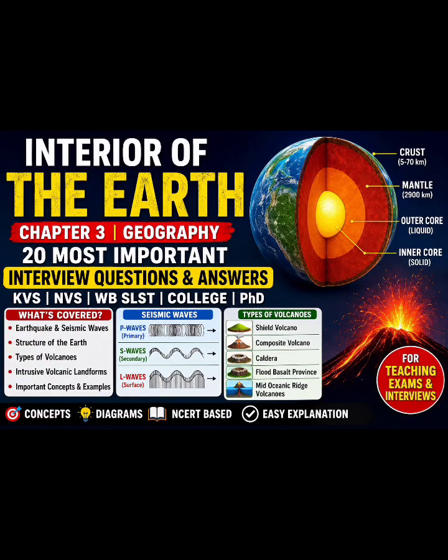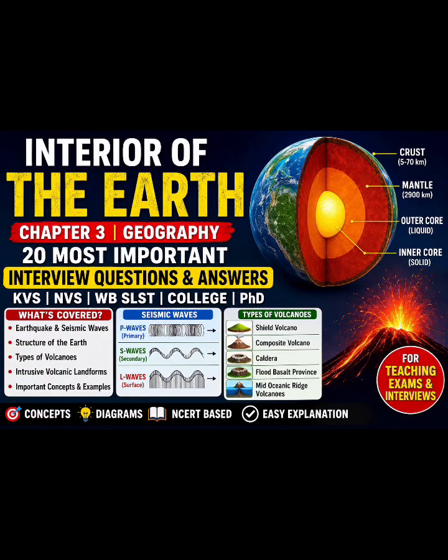Next question, what evidence suggests that the outer core is liquid? So the disappearance of S waves and the sudden reduction in the velocity of P waves indicate that the outer core is liquid. This is one of the strongest evidences regarding the Earth's internal structure.